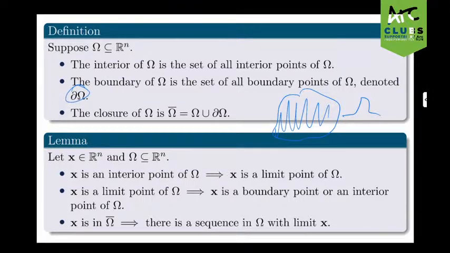And the closure of omega is just omega itself plus a union of any boundary points. One thing to note is that a set is closed if and only if it's equal to its closure. So if it's equal to its closure, then it's actually closed.